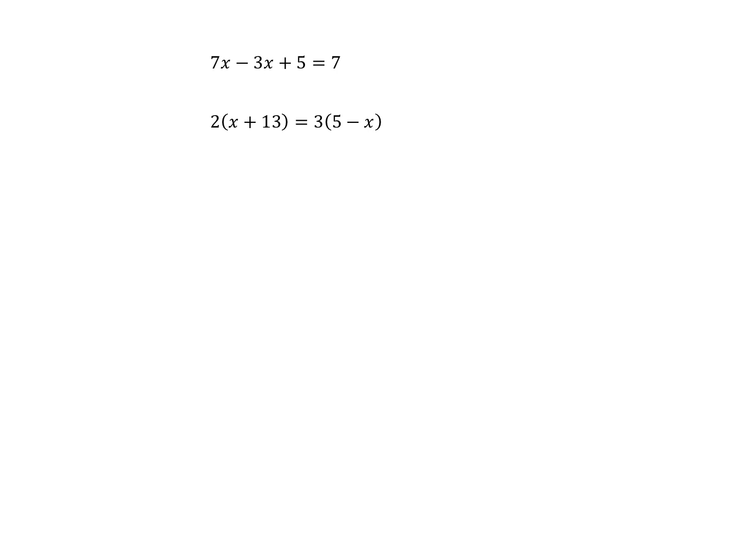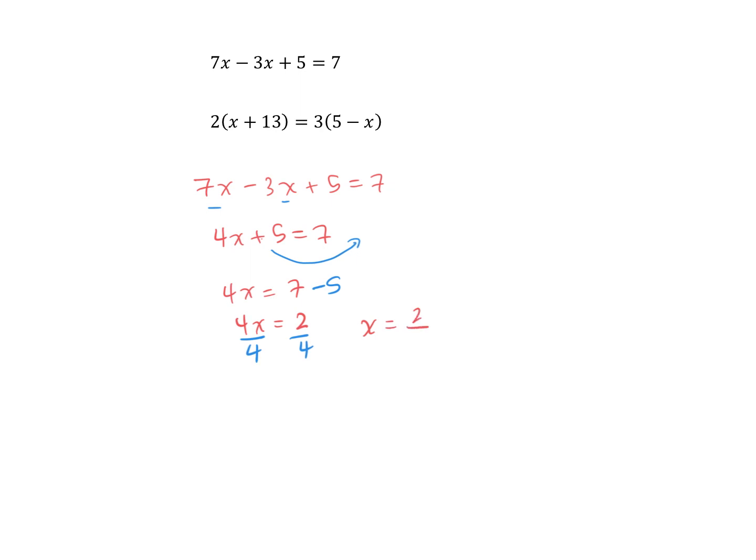Okay, let's try these last two. So looking at this question, I see some like terms I could collect right away. They're on the same side. So 7 minus 3 is 4. Then I want to move this 5 to the other side. So plus 5 will become minus 5. So 7 minus 5 is 2. We want x by itself, so we'll divide by 4. Do the same on the other side. So 2 over 4 reduces to 1 over 2.